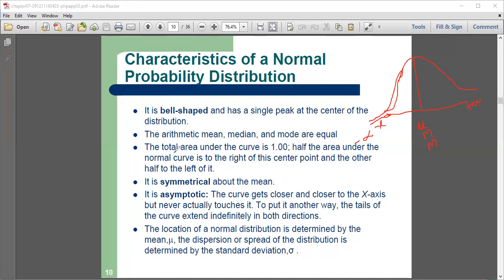The location of a normal distribution is determined by the mu, and the dispersion or the spread of the distribution is determined by the standard deviation. So as I have told you, mean, median, mode are equal. So the mean, or the location of a normal distribution, will be denoted by the mu, and the spread or the dispersion will be determined by the standard deviation. So we will see what we have in the next slide.